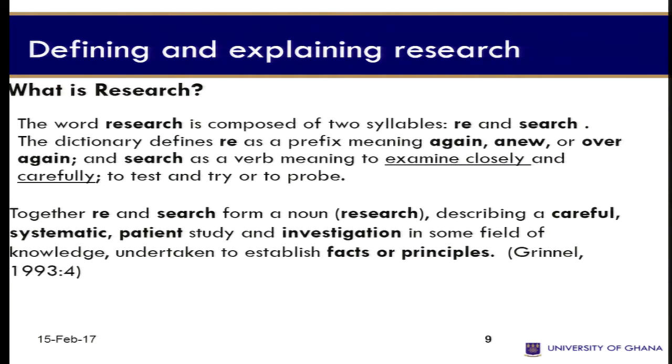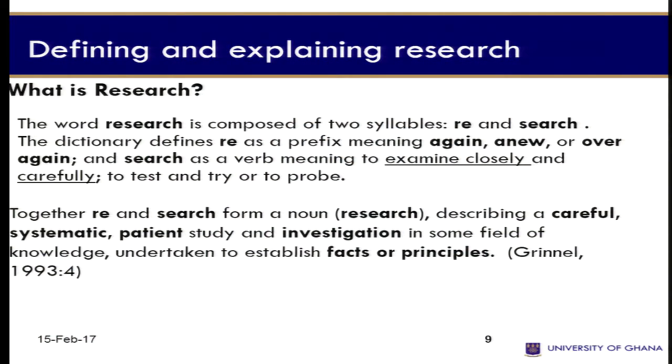What is research? As we go through these definitions, pay attention and take note of the terms which I have highlighted. We are going to go by the definition given by Grinnell. According to Grinnell, the word research is composed of 2 syllables, re and search. The dictionary defines re, which is a prefix, to mean again, anew, or over and over again, and search as a verb meaning to examine closely and carefully, to test and try or to probe. When you put these words together, you form a noun, research. And research describes a careful, systematic, patient study and investigation in some field of knowledge undertaken to establish facts and principles.